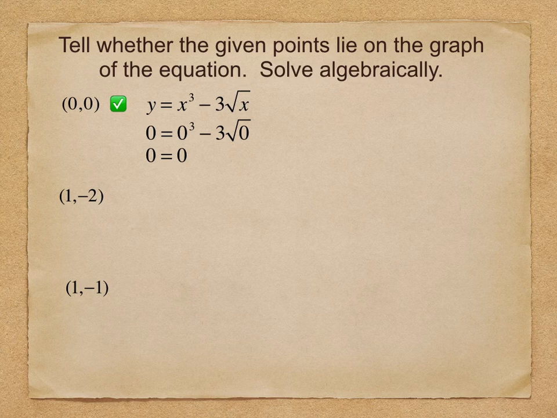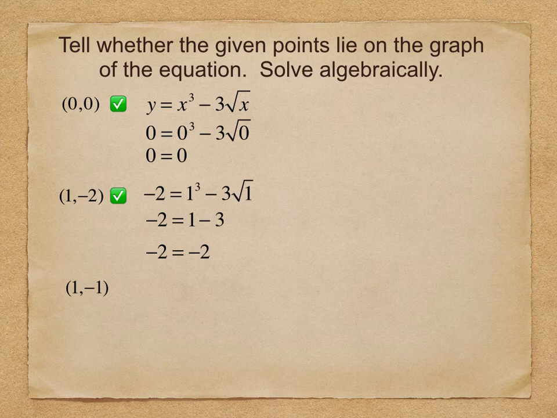The next point, 1, negative 2. Does it lie on the curve y equals x cubed minus 3 square root of x? We will substitute y for negative 2 and x for 1 into the equation. We will simplify the right-hand side and now combine. And because it's a true statement, this point, 1, negative 2, does lie on the curve.